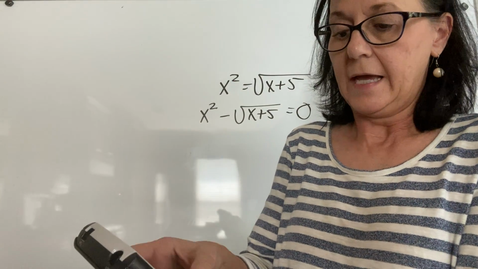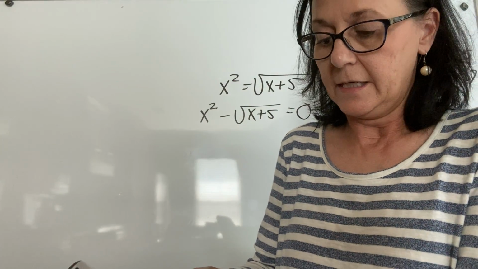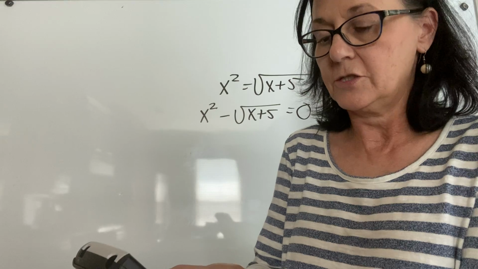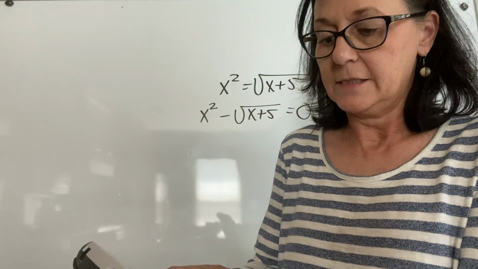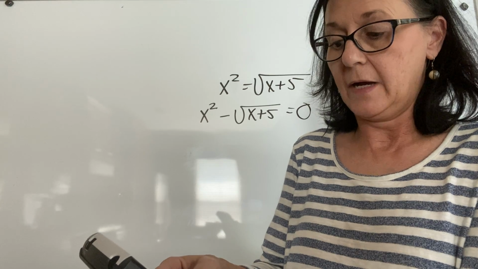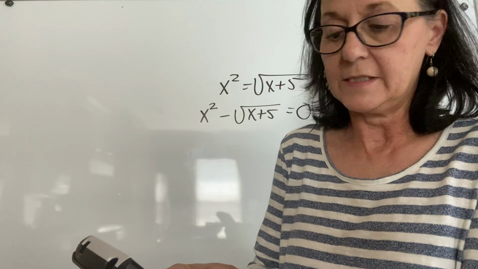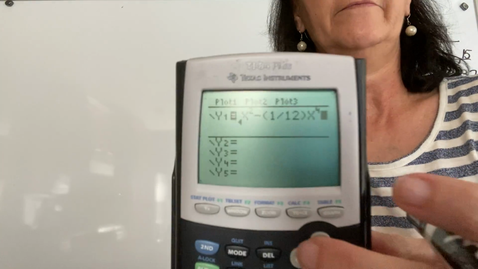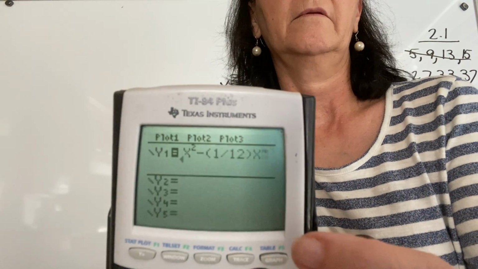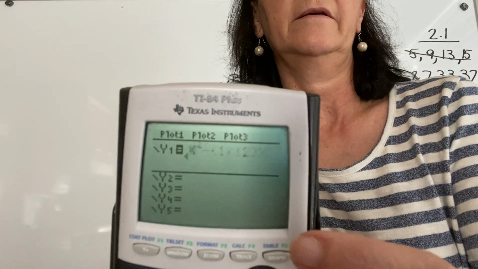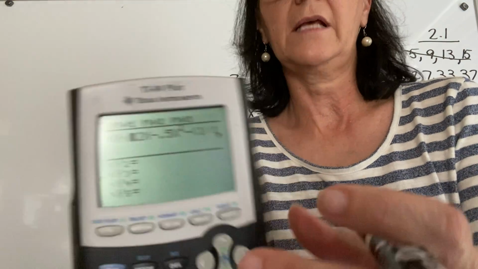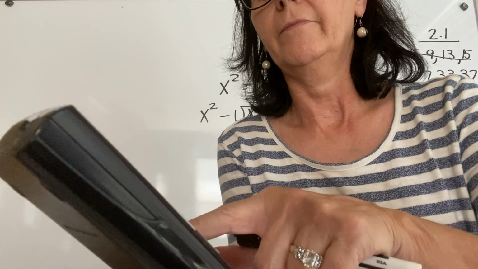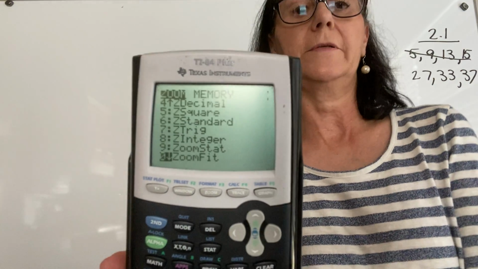I'm gonna put in 2x minus, for 1/2, I'm gonna put in 0.5. That's easier. 0.5 x squared minus, then I'm gonna open parentheses, 1 divided by 12, close parentheses, x to the 4th. All right, so I'll show you what I put in. That's the very end. I'm gonna do zoom fit to see what the whole equation looks like graphed.